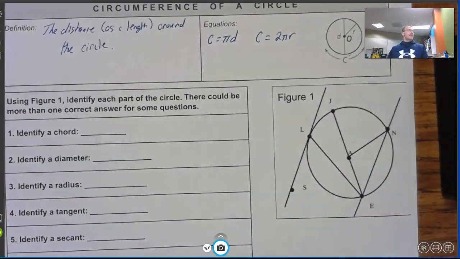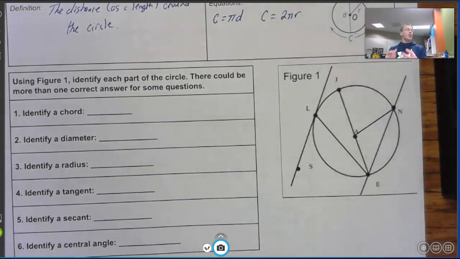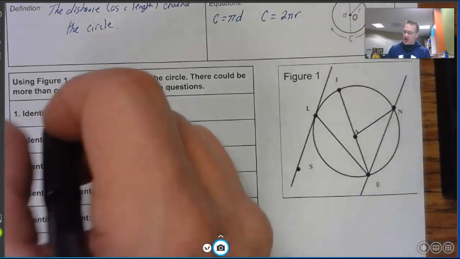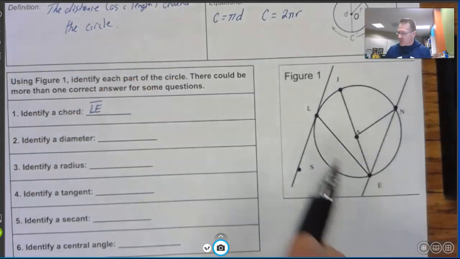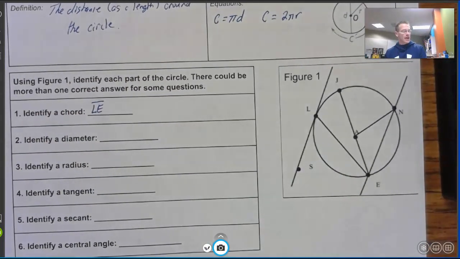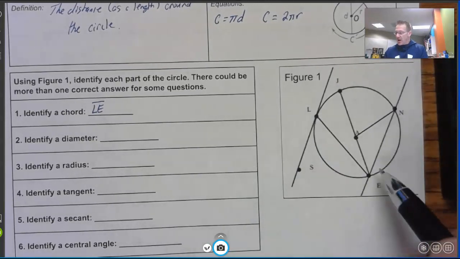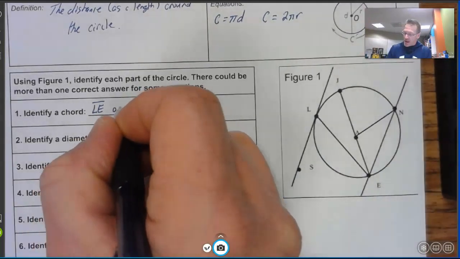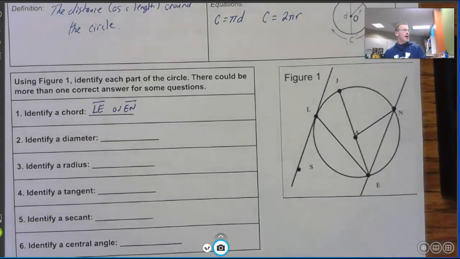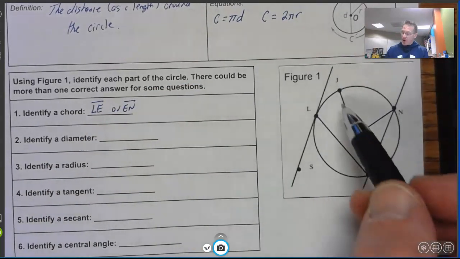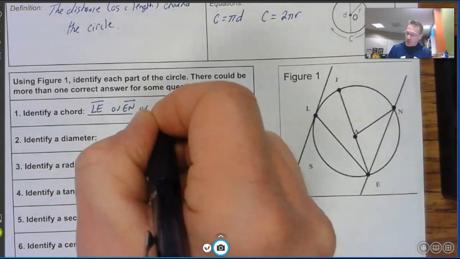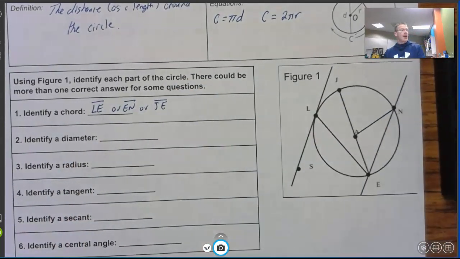Now let's go through some problems working with some of the language here. Identify a chord. Use figure 1, identify a chord. A chord is a segment with 2 endpoints on the circle. So for example, I could use LE here. LE could be a chord. I also have EN here. I'm going to give you multiple ones, you only had to identify one. Or we also have JE here, and JE is a chord.